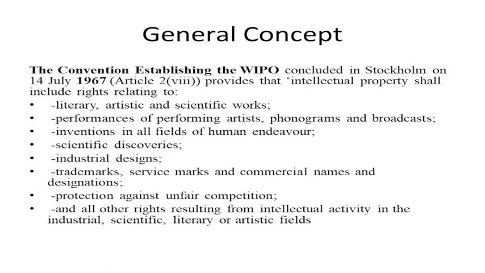That listing may include, as you may see, literary, artistic and scientific works, performances of performing artists, phonograms and broadcasts, inventions in all fields of human endeavor, scientific discoveries, industrial designs, trademarks, service marks and commercial names and designations, protection against unfair competition, and all other rights resulting from intellectual activity in the industrial, scientific, literary, or artistic fields. So this is an inclusive, illustrative list, which may give you an inference of what would be the subject matter that could be covered or protected under intellectual property.